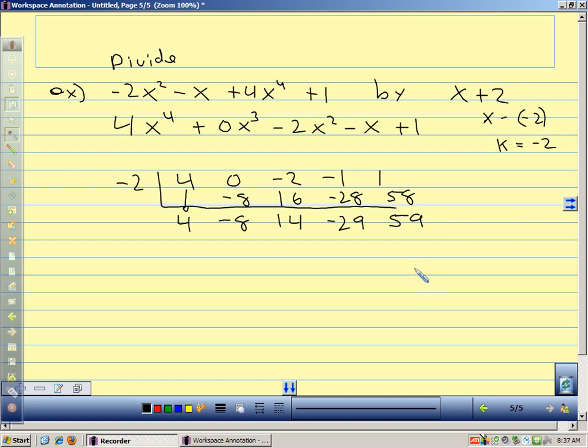So my answer is, I started with x to the 4th, so I'm going to reduce the power by 1. I get 4x cubed minus 8x squared plus 14x minus 29 plus 59 over x plus 2. Pretty nice, huh?